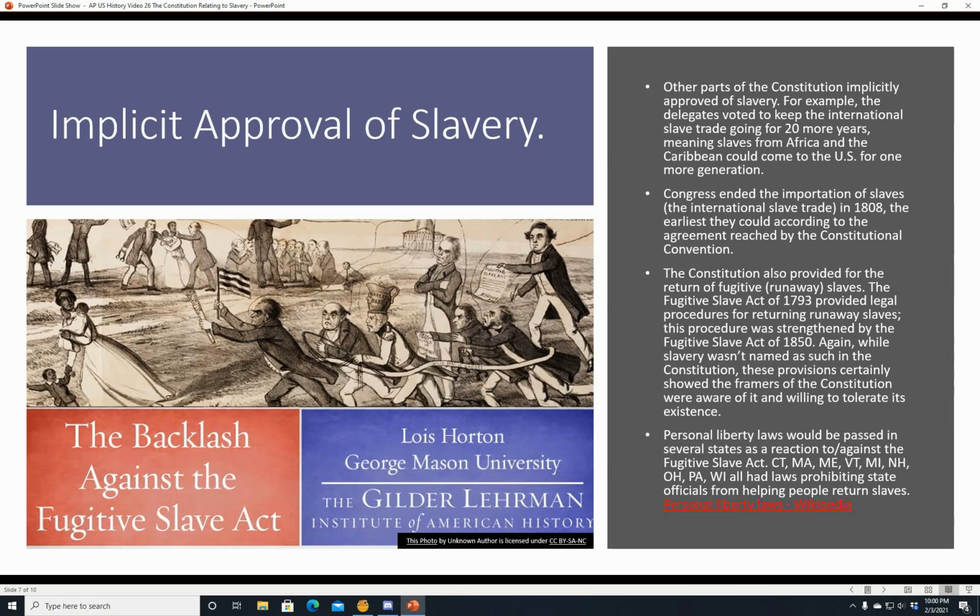Personal liberty laws would be passed in several states as a reaction to or against the Fugitive Slave Act. Connecticut, Massachusetts, Maine, Vermont, Michigan, New Hampshire, Ohio, Pennsylvania, and Wisconsin all had laws prohibiting state officials from helping people to return slaves. And you can look that up under personal liberty laws at Wikipedia, which I'll have in the description, and you can see the little URL right here.